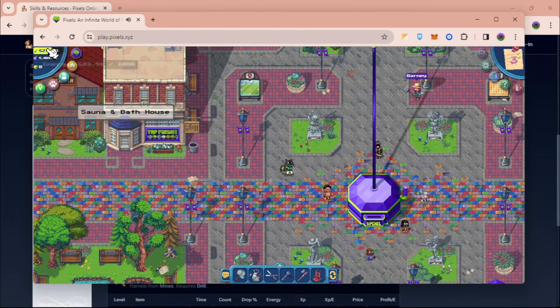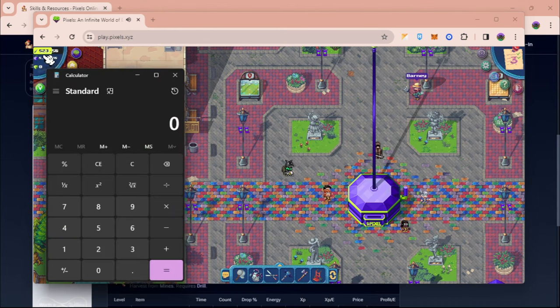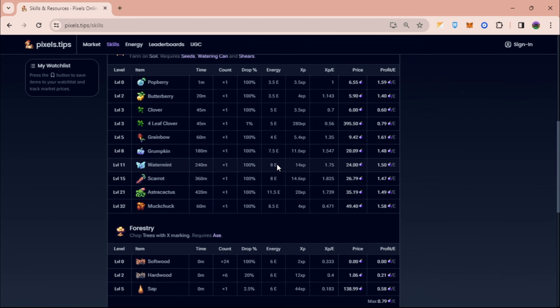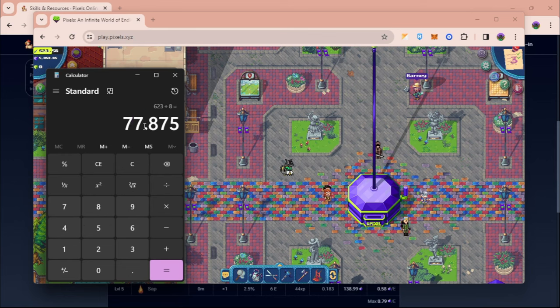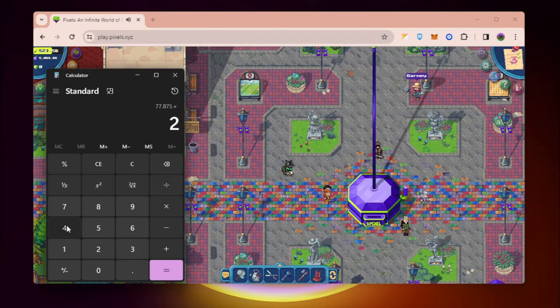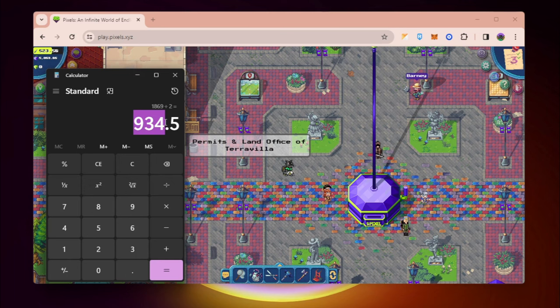I have around 623 energy, so we're gonna use a calculator to check that out. 623 divided by 8: 6.5 for planting, 0.5 for watering, and 1 for shear. So that is a total of 8 energy per Watermint. I can get 77 Watermint with that, times the current price right now, which is 24 berry. I should get 1869, and the profit is just divided by 2, so I should get 934 berry profit after planting that amount of Watermint.